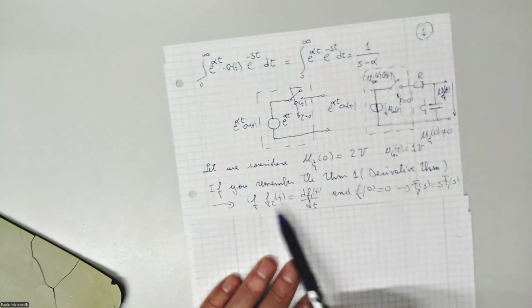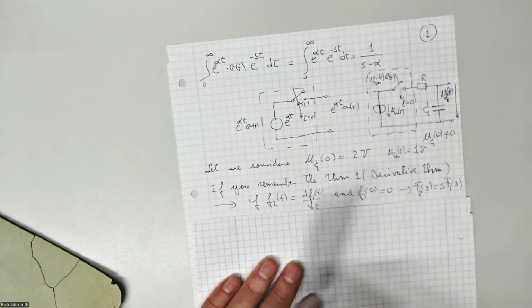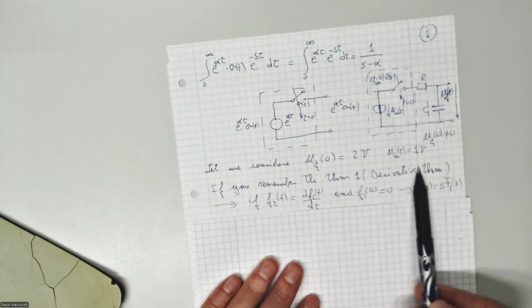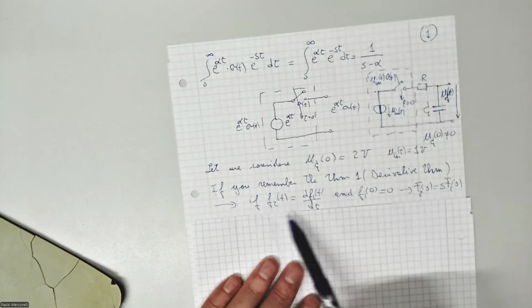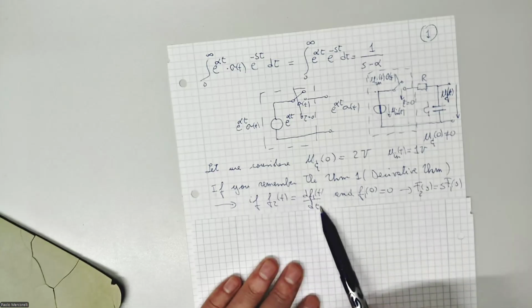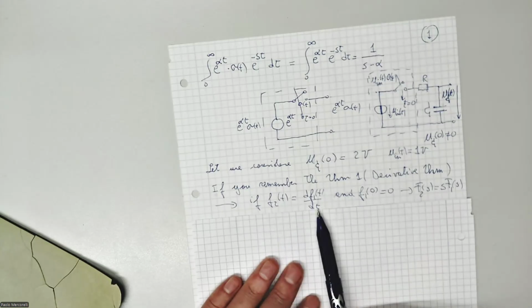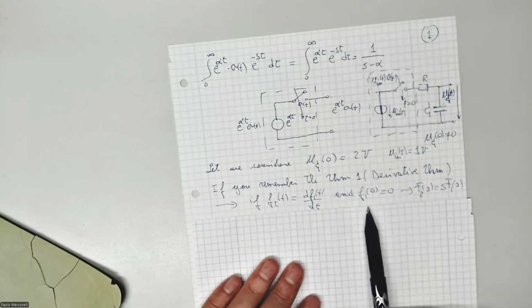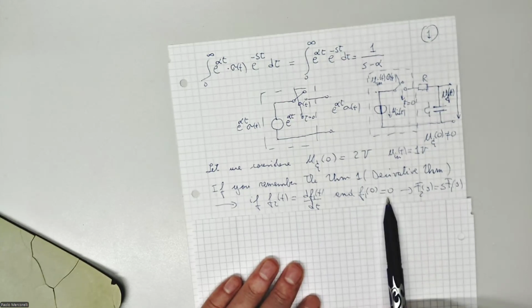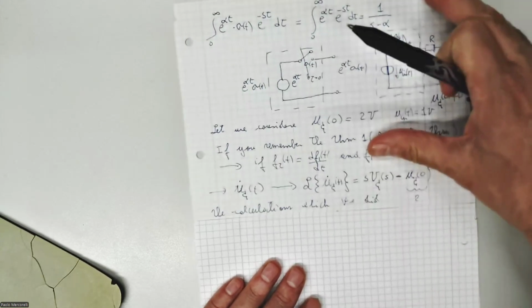I put this here to remember it. The theorem 1, or the derivative theorem, as it is called in some books. The Laplace transform of the derivative of f1 with respect to time, if f1 of 0 equals 0, is this one. You remember, s multiplied by F1 of s.